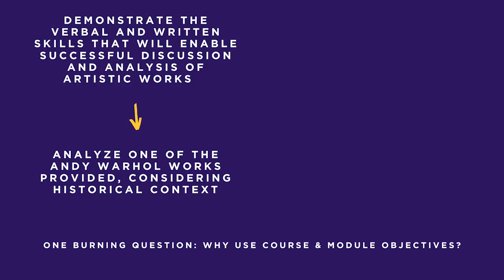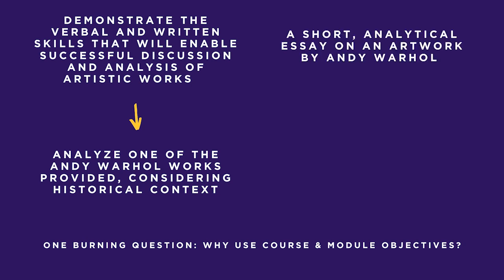What's nice is that once you've written a module level objective, it can really naturally lead into an assessment. For example, this module level objective very clearly identifies for me that I'll assign a short analytical essay for students, and I'll ask them to do just what I've identified. Focus on one of the artworks by Andy Warhol, let's say I provide 4 in my online class, and incorporate historical context in that analysis.